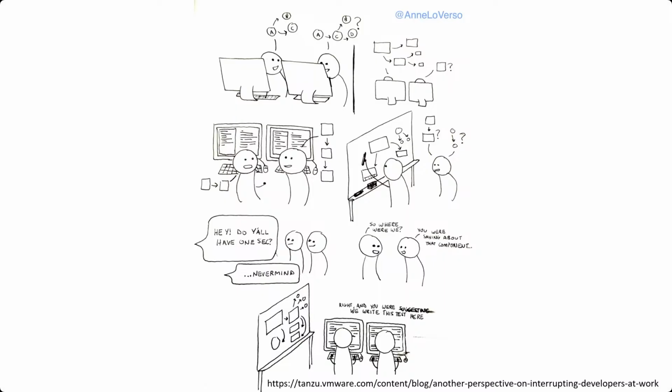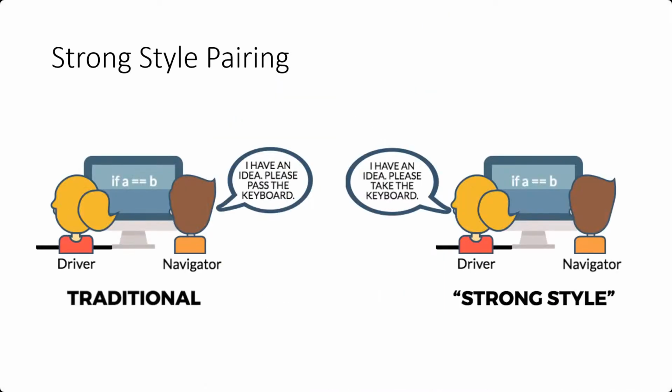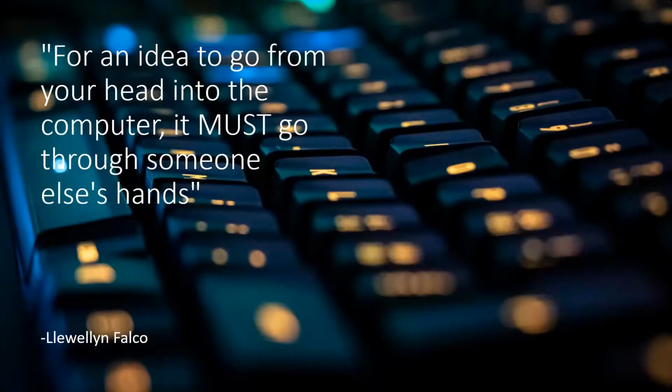Another technique that's useful, which is available if you're pairing or if you're mob or ensemble programming, is this idea of strong style pairing, where in traditional driver-navigator, if the navigator has an idea, then they take the keyboard from the driver. But in this case, if the driver has an idea, you have the other person take it so that they can navigate. So the idea of strong style is specifically that for an idea to go from your head into the computer, it must go through someone else's hands. This is an idea that Llewellyn Falco has socialized a lot. So again, all of those things can make us more resilient to switching. It doesn't necessarily reduce it or eliminate it, but it reduces the impact of it.